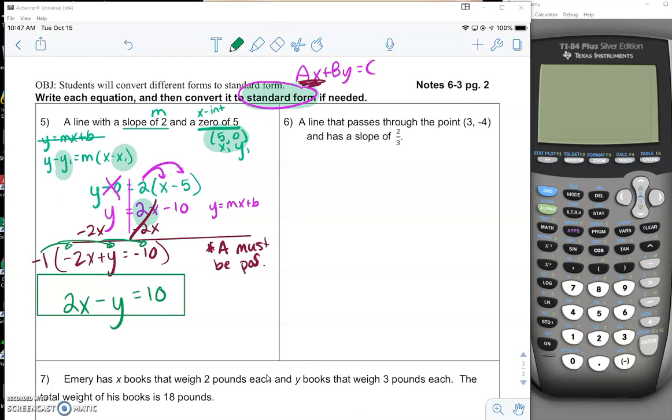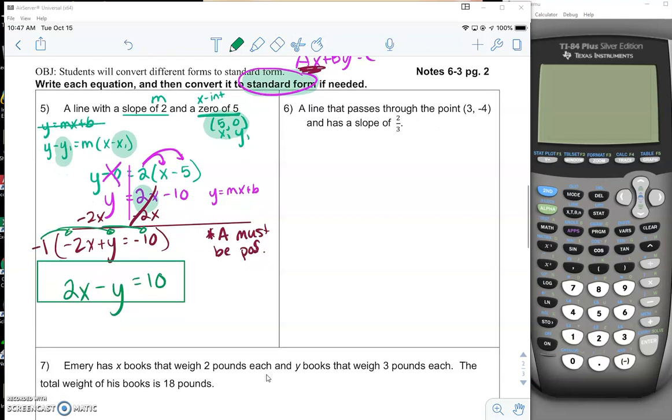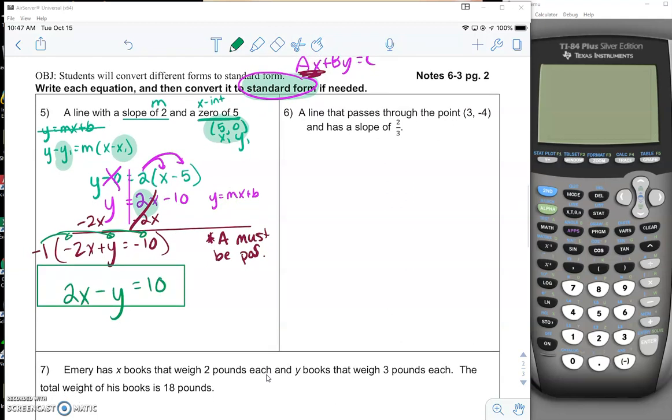Number 6, a line passes through the point 3, negative 4, and has a slope of 2 over 3. We are given a point, and we are given a slope. That tells us we need to start again in point-slope form. Y minus y1 is equal to m times x minus x1. The y value from our ordered pair is -4, so y minus -4, or y plus 4, is equal to m, or slope, 2/3 times x minus x1, or minus 3.